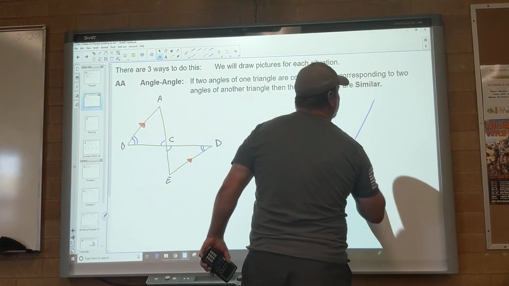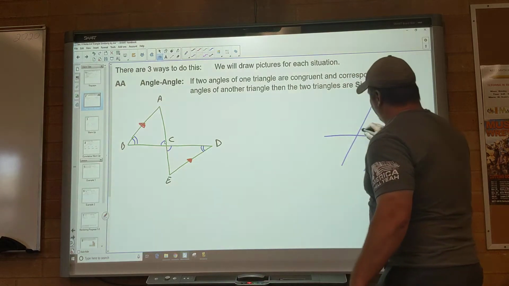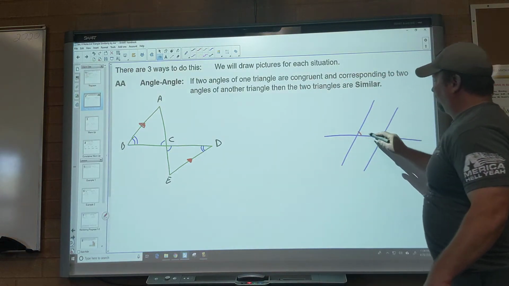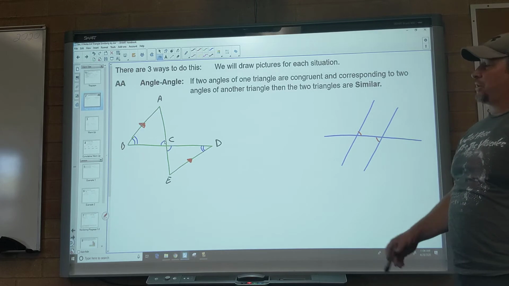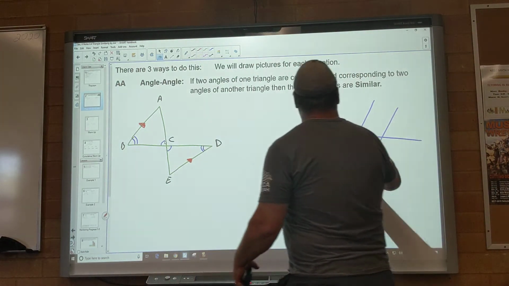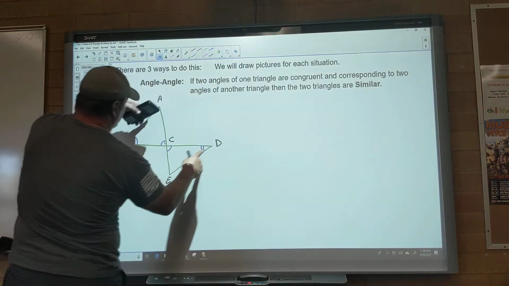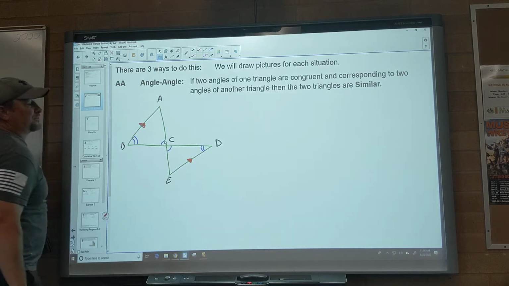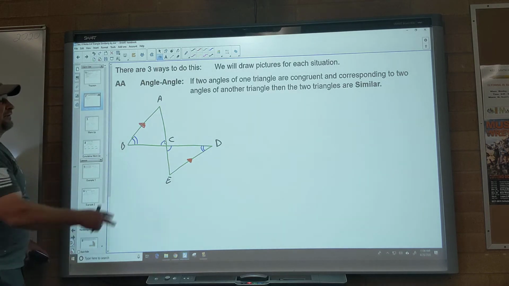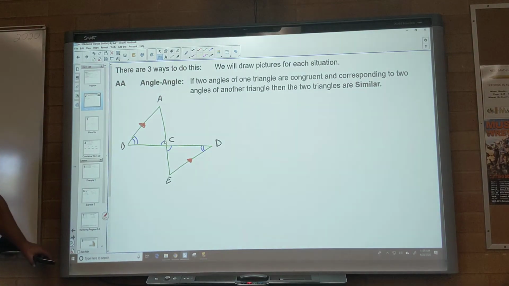Do you guys remember this? Two parallel lines cut by a transversal. There's alternate interior angles right there. Those are the same ones I just marked over there, just a different picture, okay? That's kind of our remembering back from when we did that. Well, we have angle, angle here, and we have angle, angle here. That means the two triangles are going to be congruent.